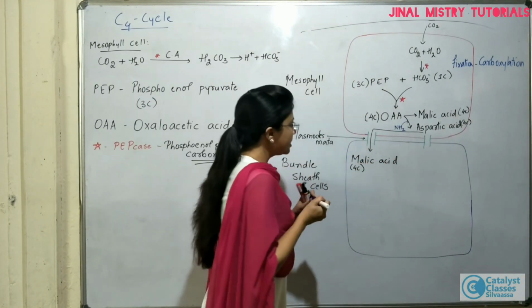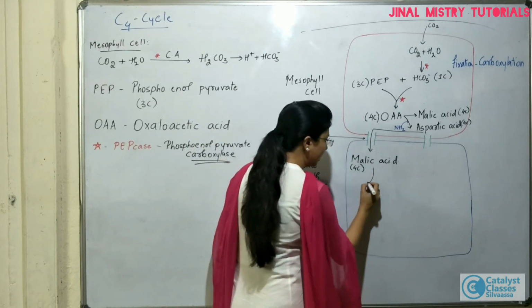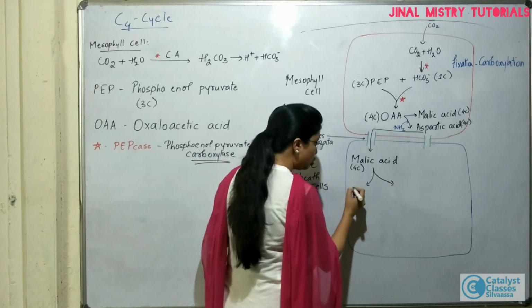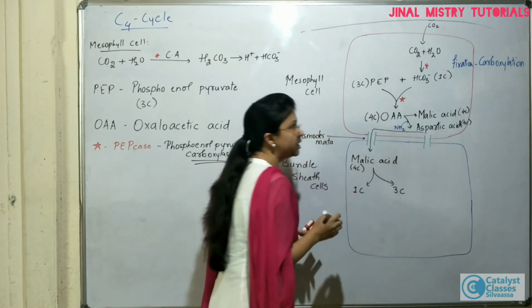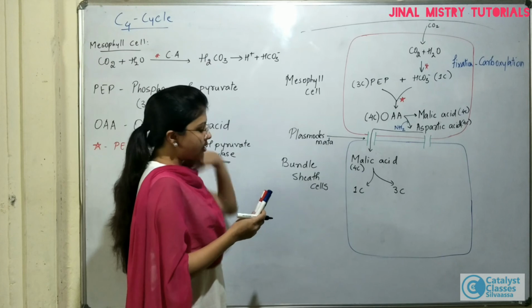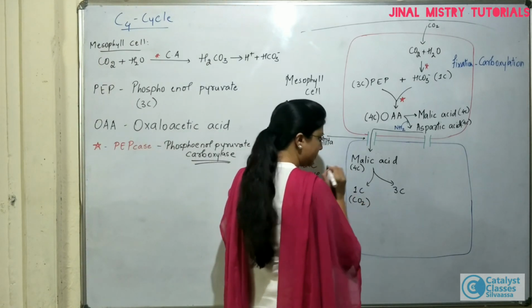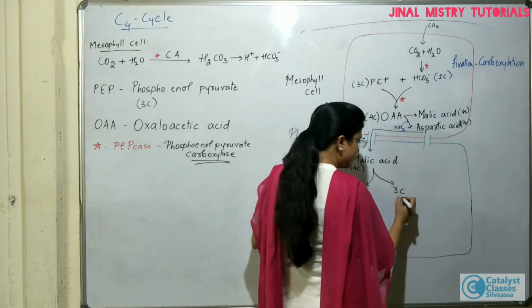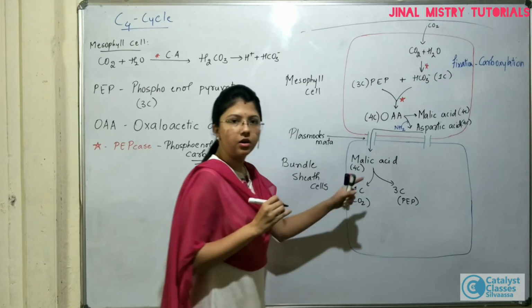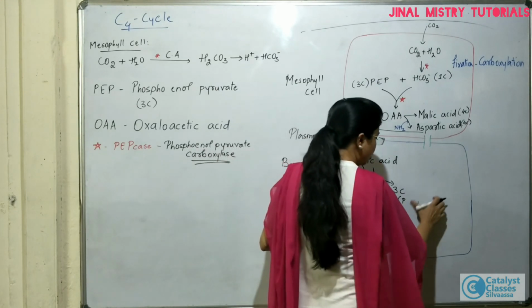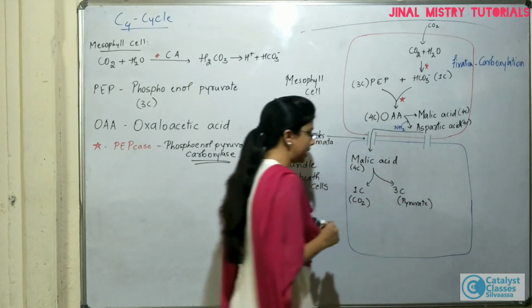Once the malic acid enters the bundle sheath cell, it will again break down to form a 1-carbon compound and a 3-carbon compound. The 1-carbon compound that is released is none other than carbon dioxide, whereas the 3-carbon compound formed is PEP. Actually, instead of PEP, the one formed here is pyruvate or pyruvic acid.